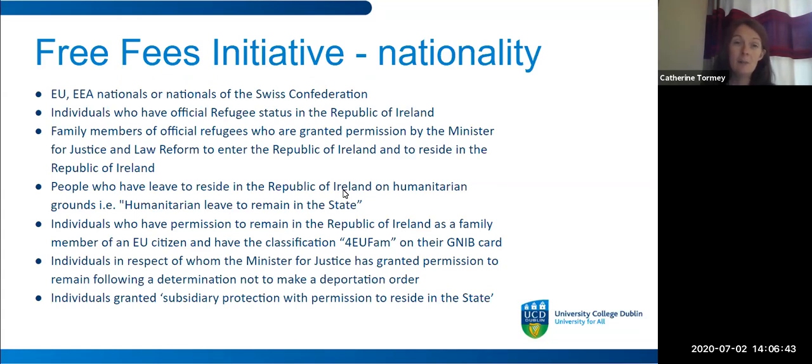So you can see there are really specific categories of people who would qualify. It's not enough just to hold a stamp 4. You must hold a stamp 4 and also fulfill one of these categories in order to qualify for this criteria.